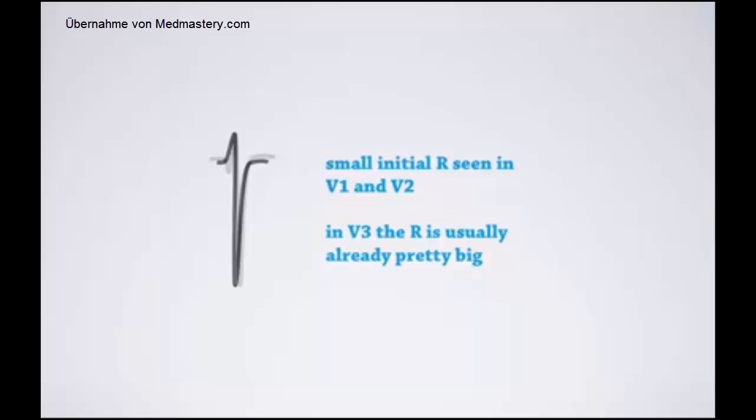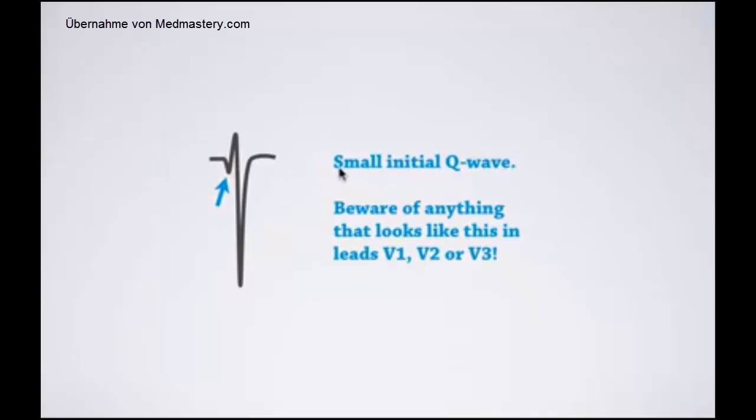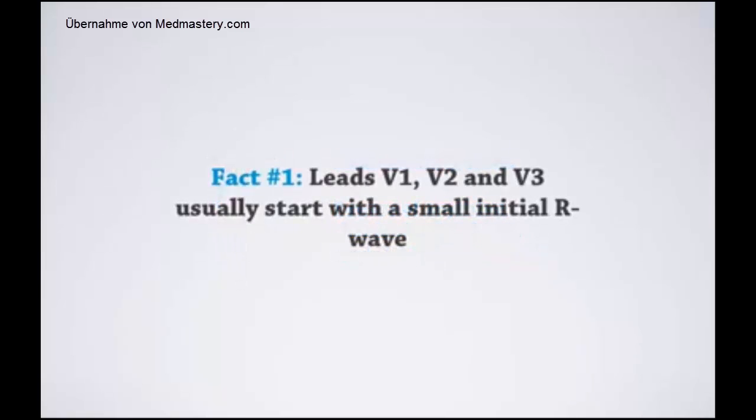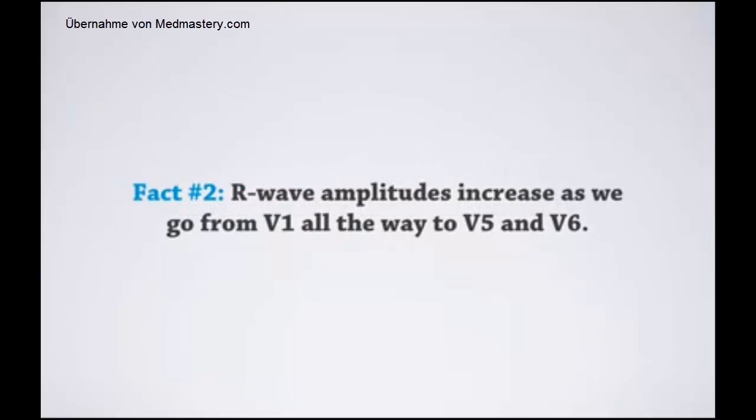Now for contrast, take a look at this image. This QRS complex also has an R wave, but there's a tiny little Q wave preceding it. So there's a small initial Q wave, and I would say beware of anything that looks like this in leads V1, V2, or V3. You should always think about the possibility of myocardial infarction in this area when you see something like this. Remember, fact number 1 says leads V1, V2, and V3 usually start with a small initial R wave. Let's turn to fact number 2.